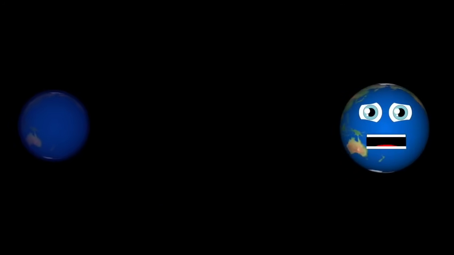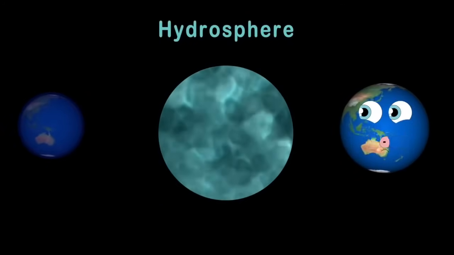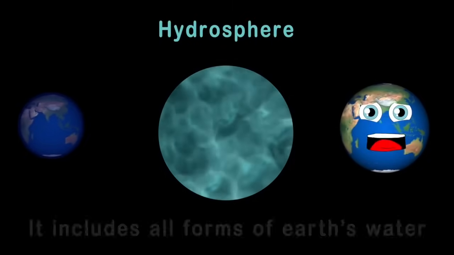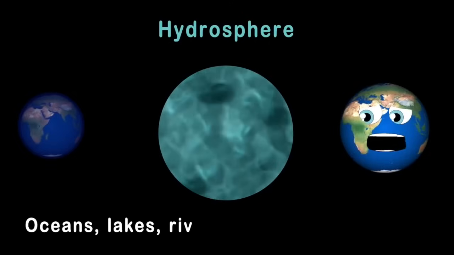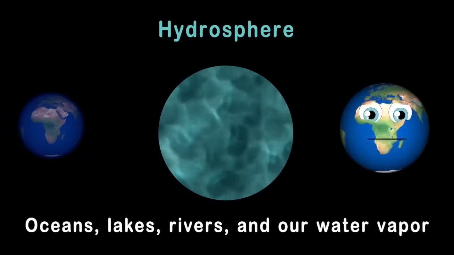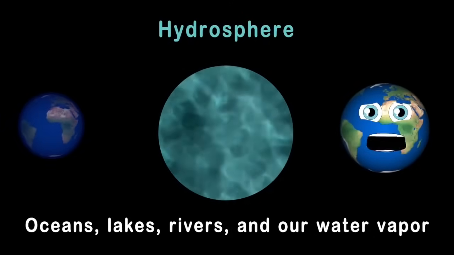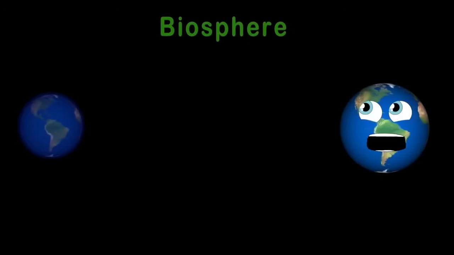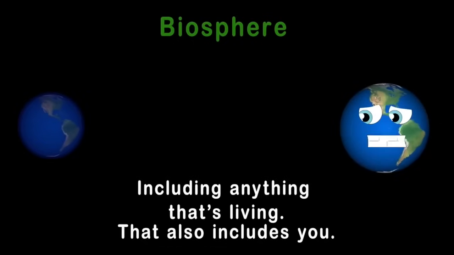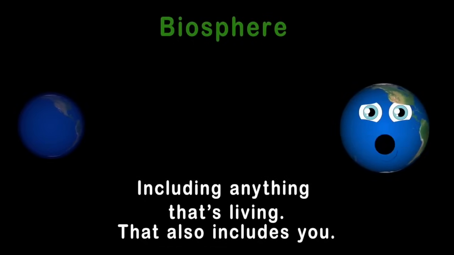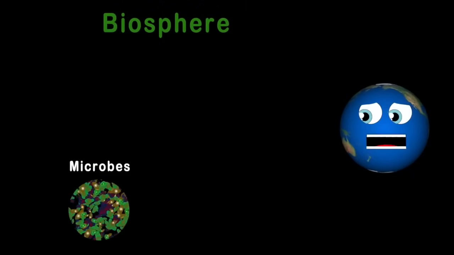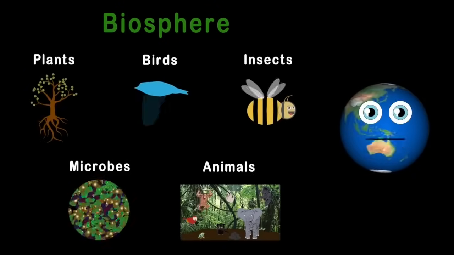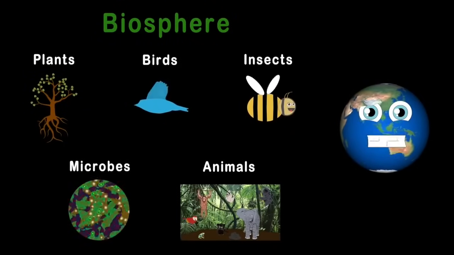Let's move on to the hydrosphere, it's a major one as well. It includes all forms of Earth's water, now isn't that swell? Oceans, lakes, and rivers, and our water vapor too are what make up the hydrosphere. You learn something new. The biosphere's the final of the four major groups, including anything that's living, that also includes you. Microbes, animals, plants, birds, and insects alike are all part of the biosphere. That's true and it is alright.